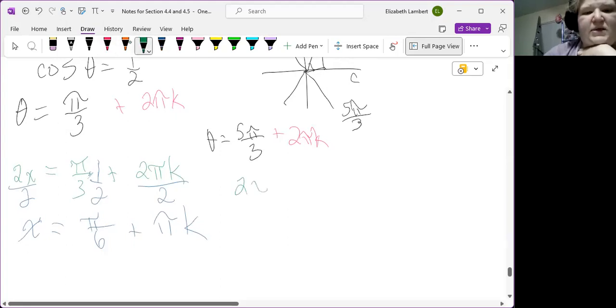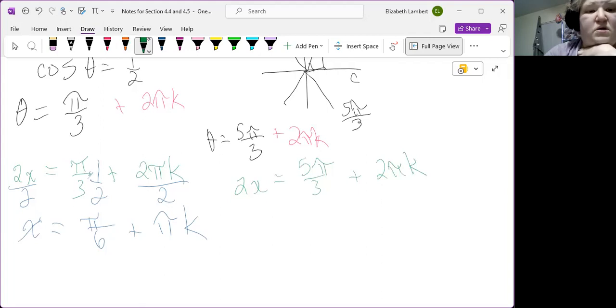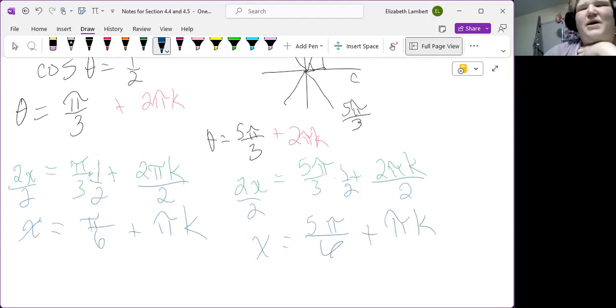That 2x equals 5 pi over 3 plus 2 pi k. Divide by 2. And dividing by 2 is the same as 1/2 and over 2. So x is 5 pi over 6 plus pi k. Now there are some weird observable patterns here, but you do it with the 2 pi k, just impact it as you do from whatever you're trying to get rid of next to the x.